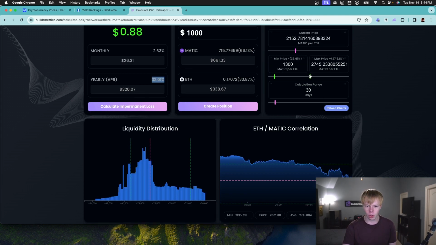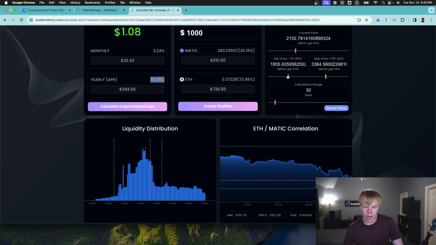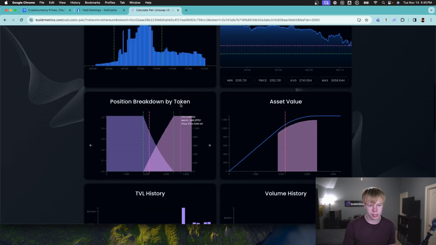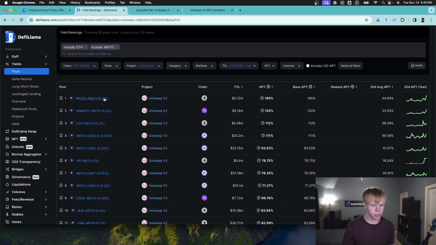Whereas if I'm just more bullish on Ethereum, I might do something like this where I have a high max price and a somewhat high min price. So essentially the current price is closer to that min price. I want to analyze the volume consistency, the TVL history, and stuff like that. Now, as I mentioned, there's this 0.3% one on Ethereum. There's also a 0.3% one on Polygon.